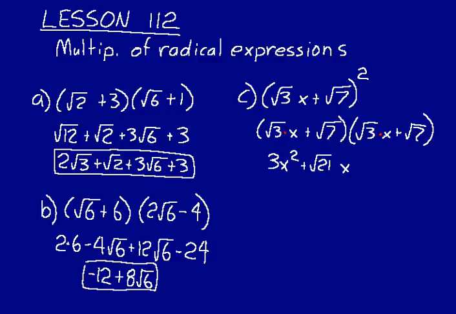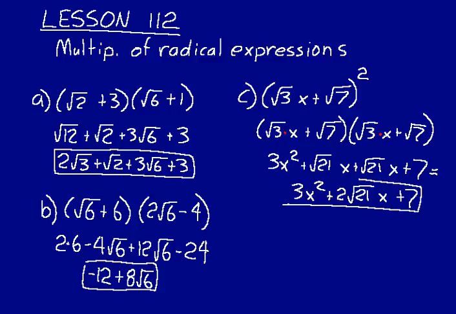Then go to the square root of 7, multiply it by the 2 terms in the second binomial. You'd get another square root of 21x, and then at the end you'll end up with a 7. So now let's simplify this by adding like terms, and we'll have 3x squared plus 2 times the square root of 21x, because there's 2 square root of 21x terms, plus 7. And so that's the answer there.